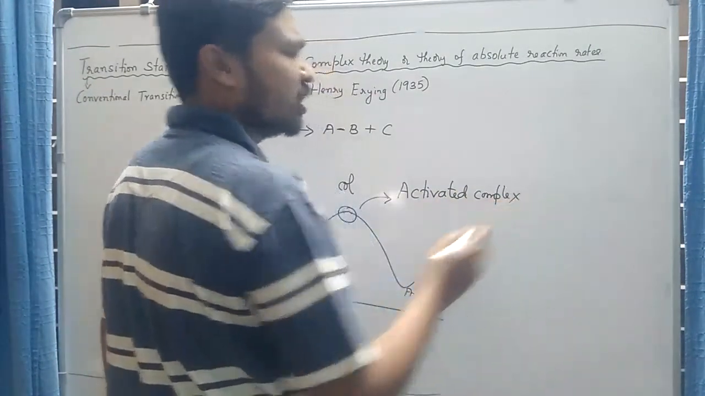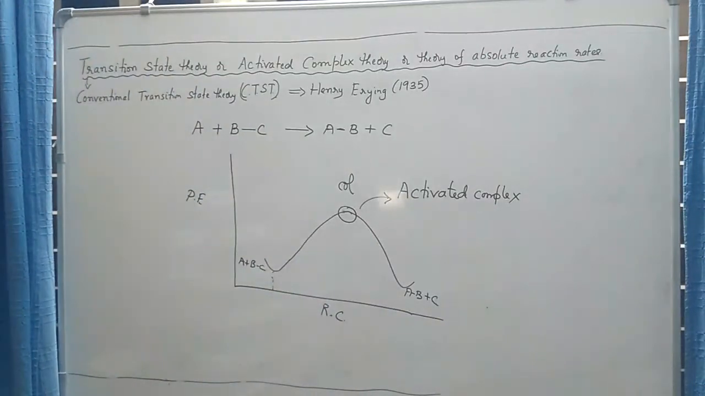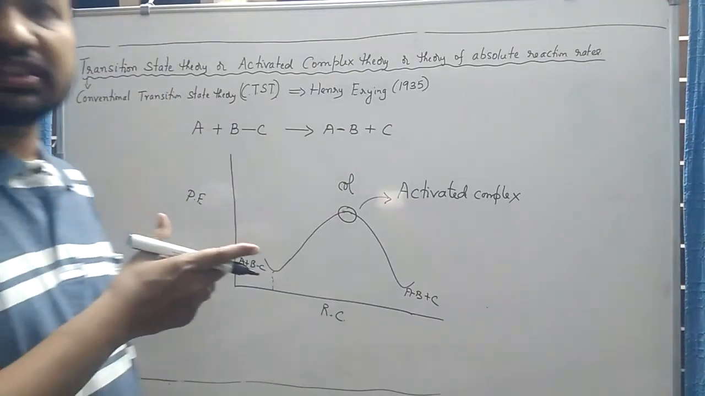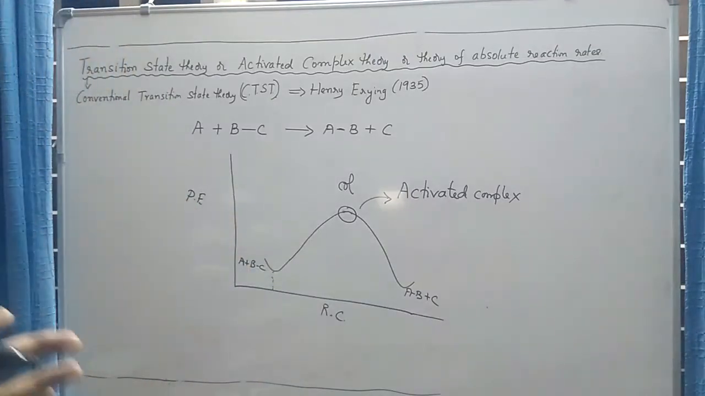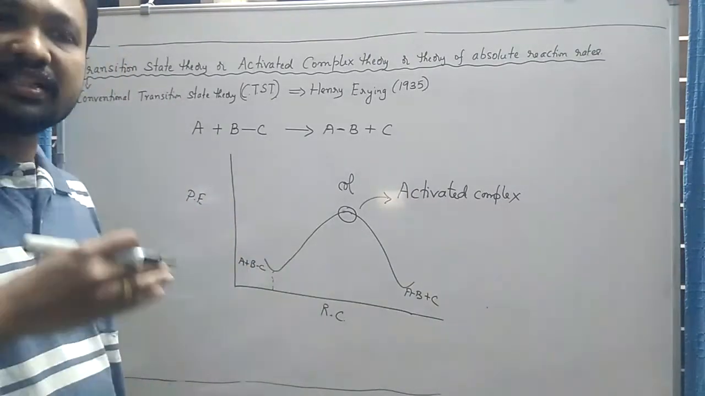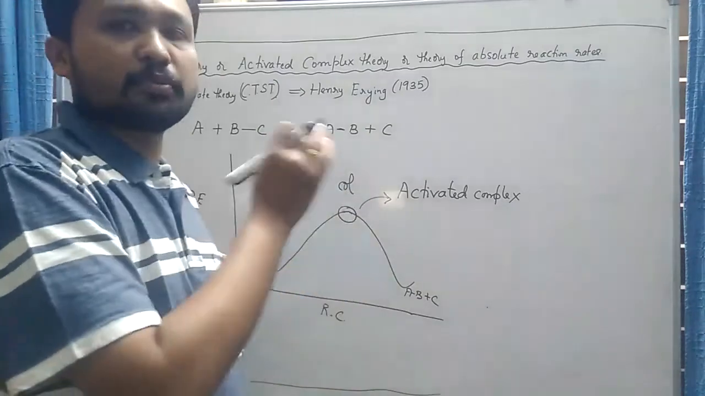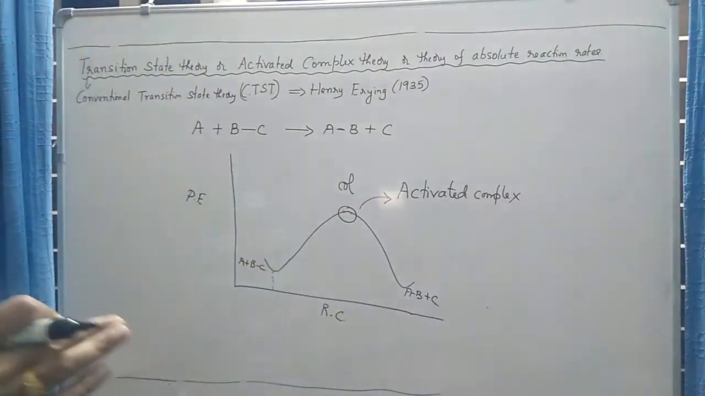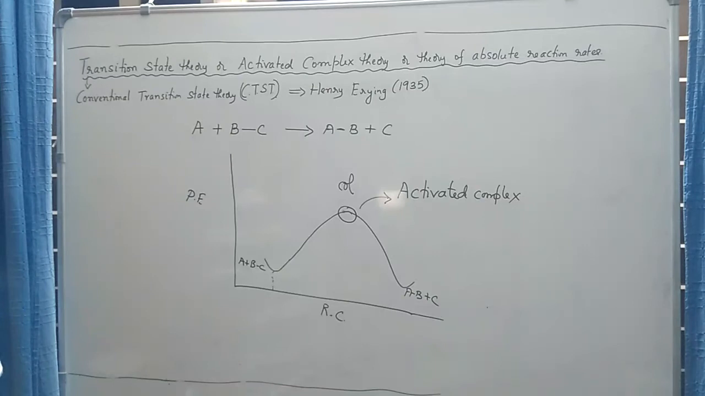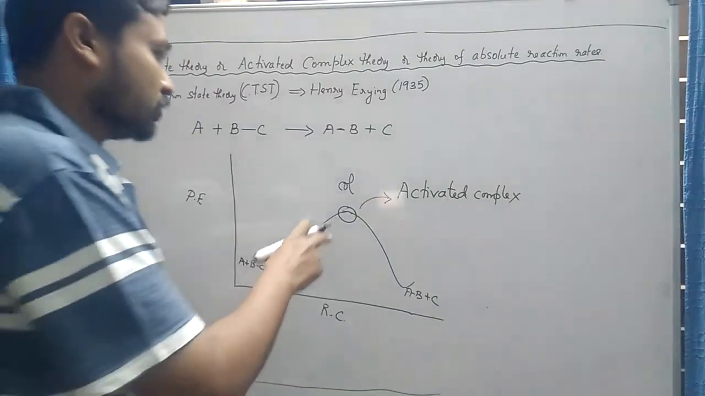This is a purely hypothetical species. This species cannot be isolated, it cannot be separated, it can only be imagined. So it is a hypothetical species. This activated complex is completely different from an intermediate. An intermediate can be easily isolated, and you can detect the formation of an intermediate by spectroscopy. But this activated complex is a purely hypothetical or imaginary species, which cannot be isolated, nor can it be detected by any spectroscopic means.